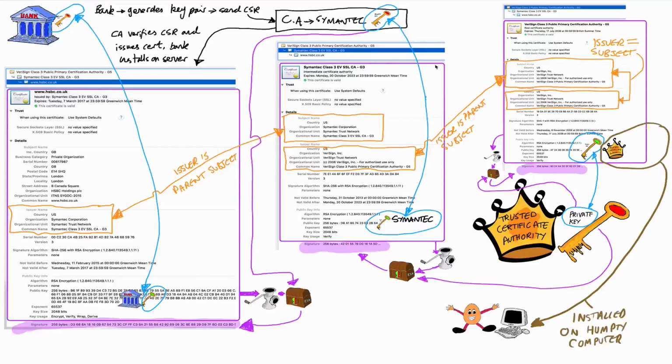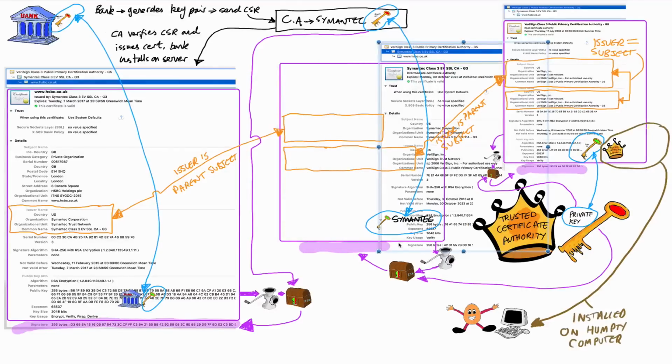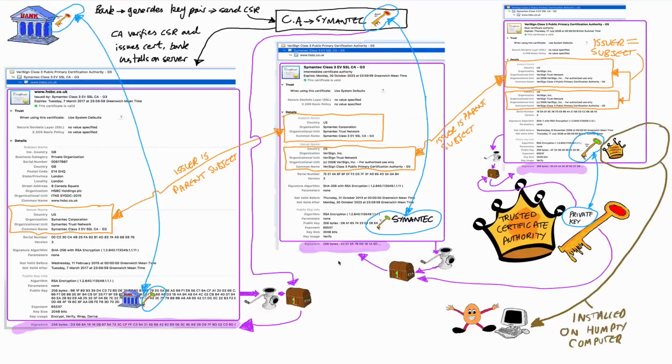VeriSign would hash the certificate that they've created for Symantec. They would encrypt it with the private key, and then that's the signature. That's the signature down there, right? So in turn, what that means is that Symantec can then use their certificate and use their private key to sign any other certificates on behalf of VeriSign.